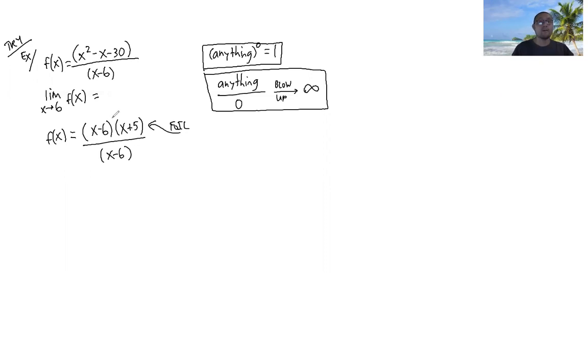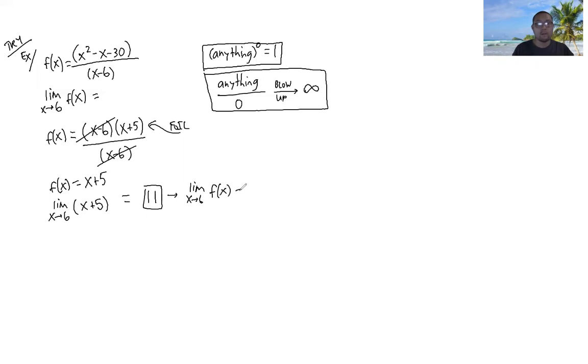Based on our factoring, we see that x minus 6 is a like term, so it shows up in our numerator and denominator. In that case, we can cancel them out because they're the same. And so your function ends up being x plus 5. At this point, you can just assess the limit as x approaches 6 for x plus 5. And when you do that, 6 plus 5 is equal to 11. Then just to write this out: the limit as x approaches 6, the function approaches 11.